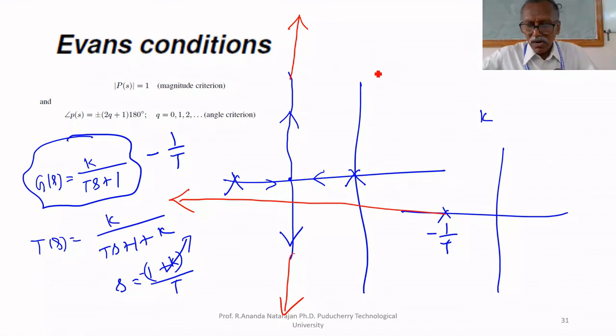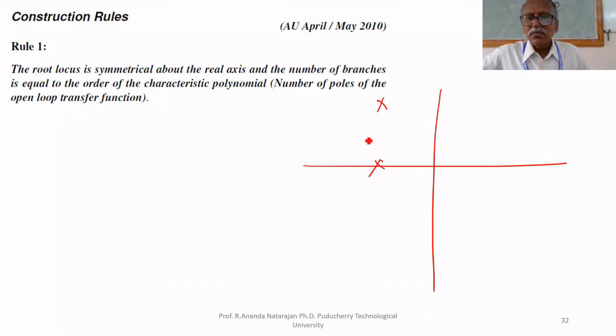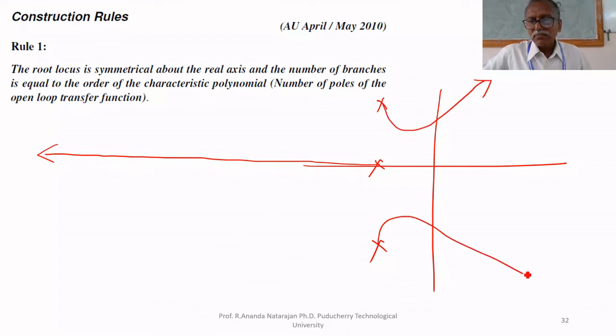But from third order onwards, suppose I am having a third order system. If you increase K, what will happen? This pole will move towards the left this way, this will move this way, and this will move this way. So at a particular value of K, it crosses the j omega axis from third order onwards. This is the root locus for third order.